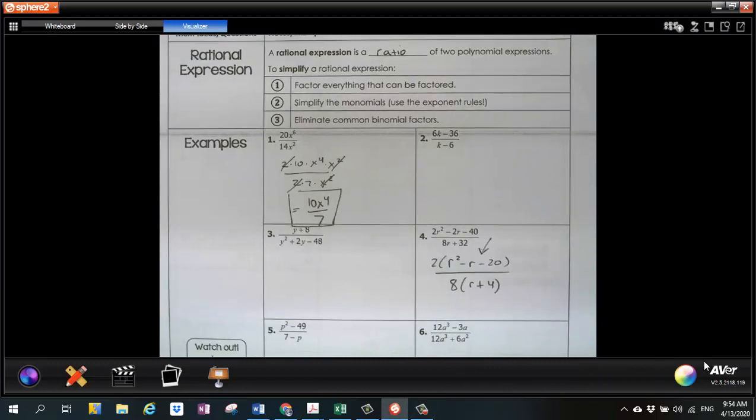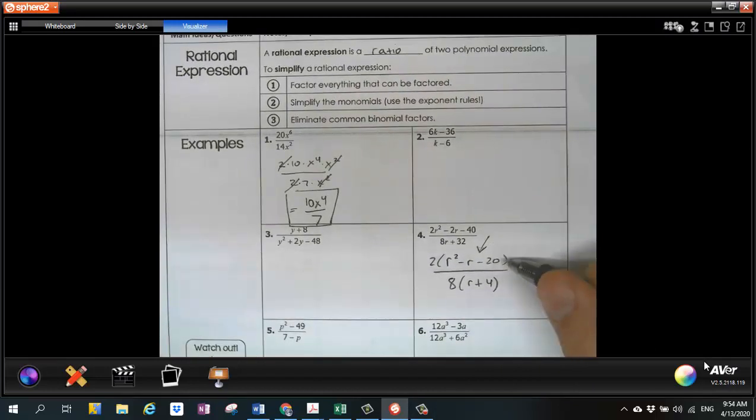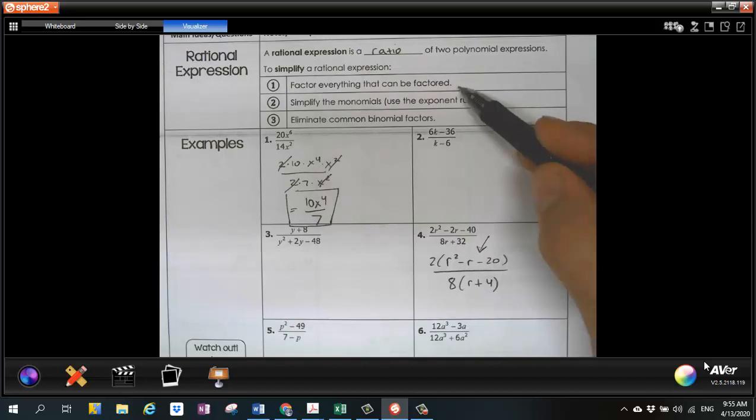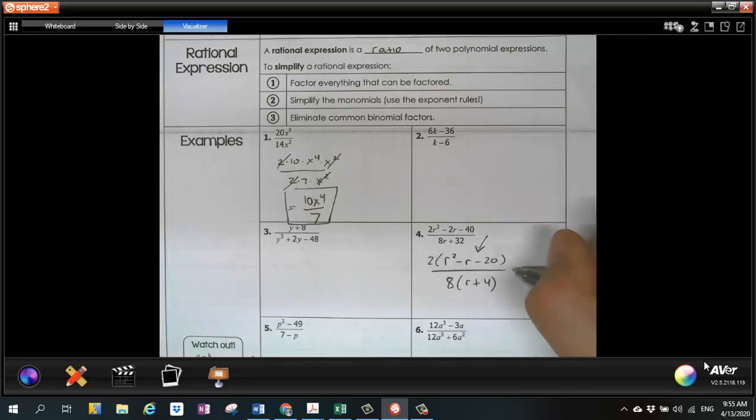Okay, the next one I'm going to do is 4. I kind of got started, but my recording didn't keep recording. But what I did is I pulled out a 2 from the numerator, in which case I'm left with r squared minus r minus 20. And then I pulled out an 8 from the denominator, and it left me with r plus 4. All right, so step 1 is to factor anything that can be factored. The next step is I'm going to factor this quadratic right here. I'm going to try to factor that into the 2 linear factors like we did before.